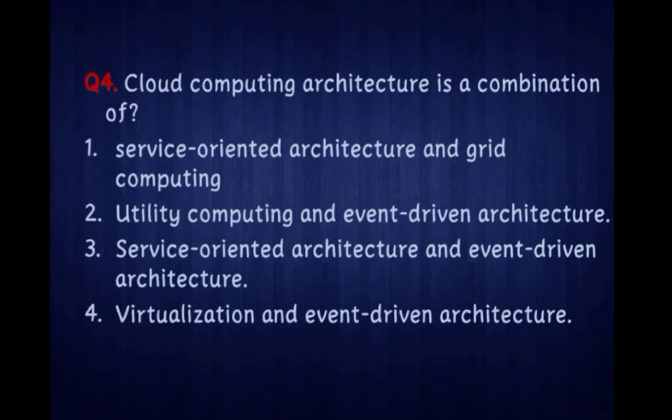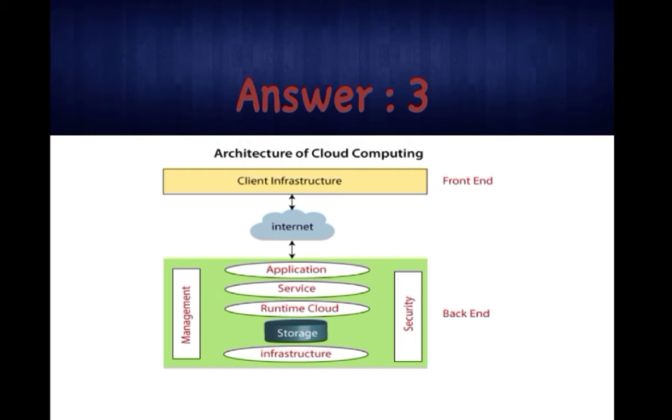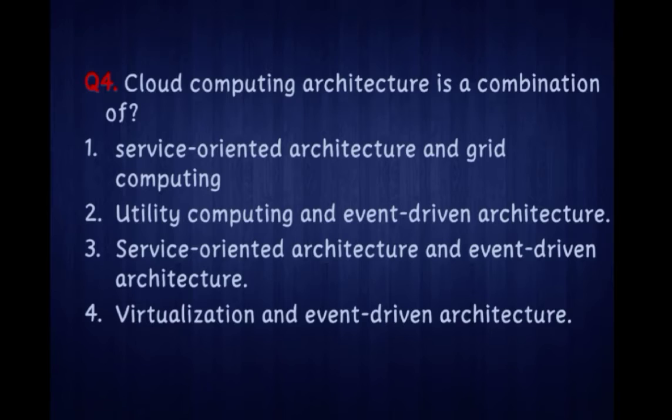Next question is, cloud computing architecture is a combination of, first is service oriented architecture and grid computing, second is utility computing and event driven architecture, third option is service oriented architecture and event driven architecture, and the last option is virtualization and event driven architecture. So here we have to select cloud computing architecture is a combination of what? So the cloud computing architecture is a combination of client infrastructure, management, security. So the right answer is service oriented architecture and event driven architecture.